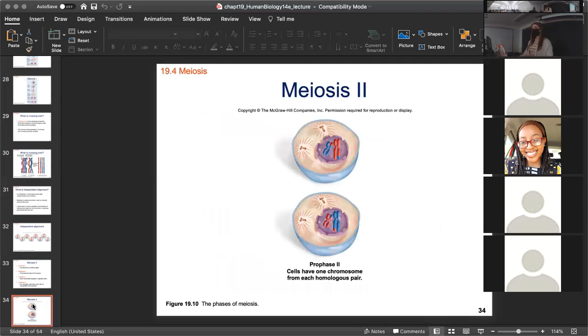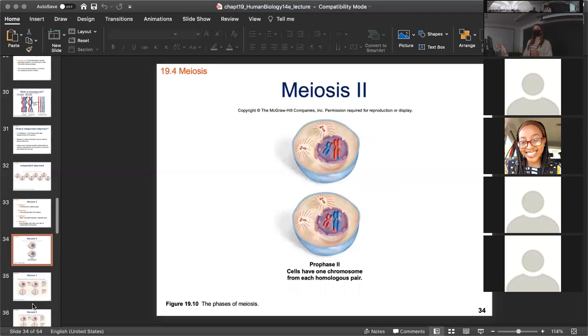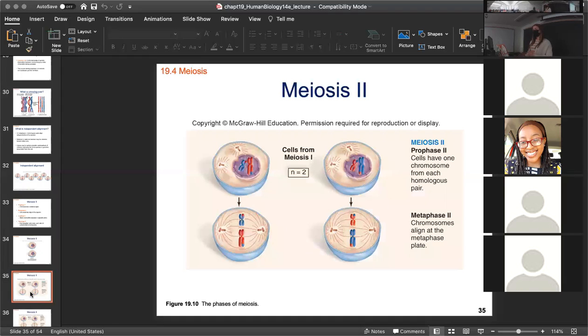So here's meiosis 2. We've got a picture of prophase 2, which is essentially the same as prophase 1, but it's happening in 2 cells at the same time. Okay, where you condense the chromosomes, you replicate them, getting ready to divide. As you can see, we're still dealing with 2 cells here. At that stage of metaphase, we now line up in the middle, getting ready to separate.